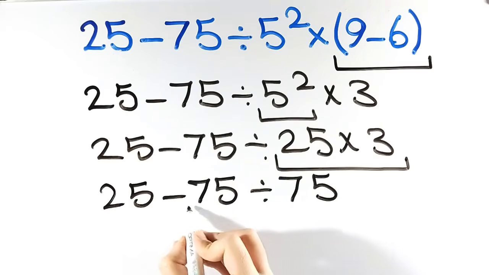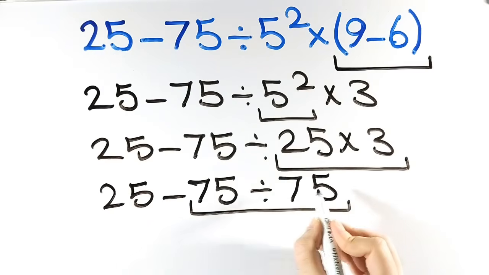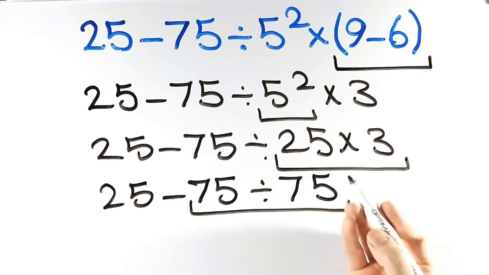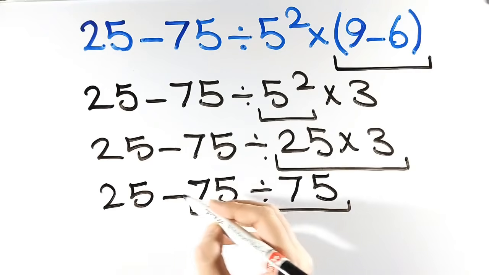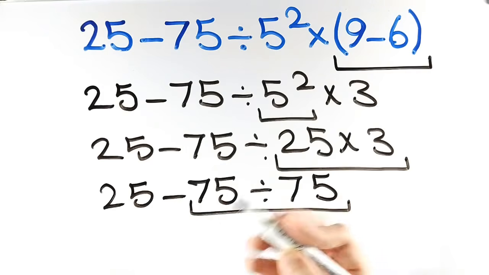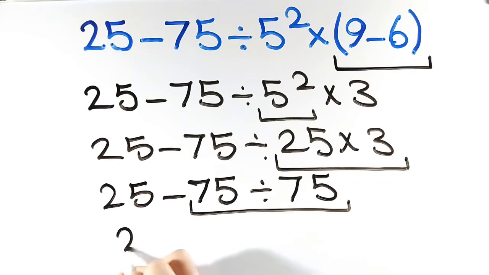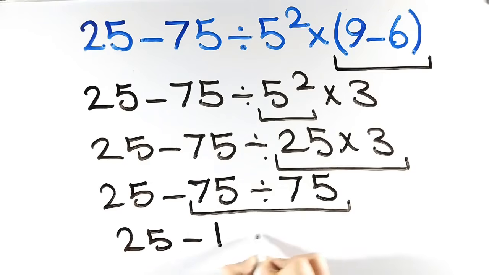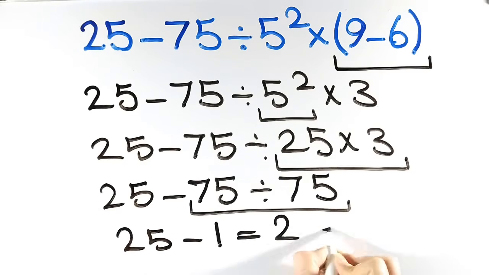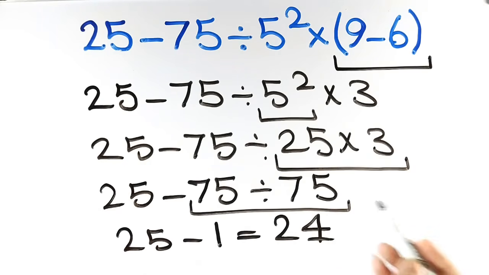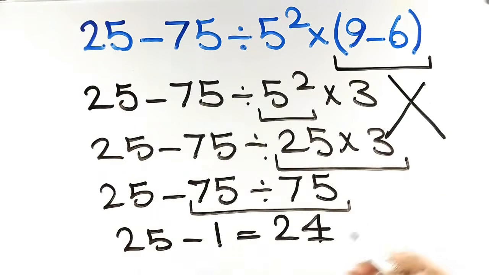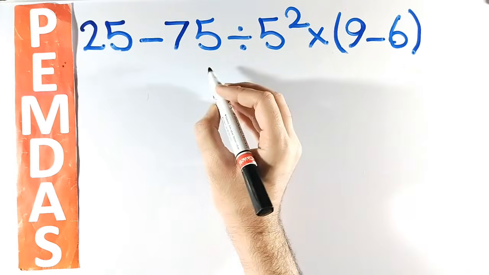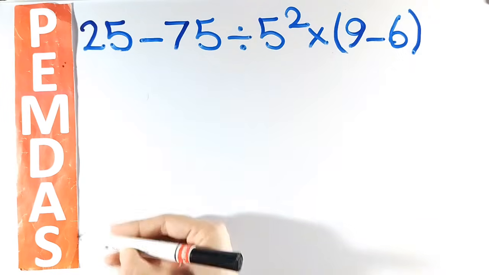And the final step, they go for the division between 75 and 75 because they believe division has a higher priority than subtraction. So they rewrite this expression as 25 minus 1, which finally gives them the answer, 24. But this answer is completely wrong. To solve this question, we must follow a rule that is called PEMDAS.